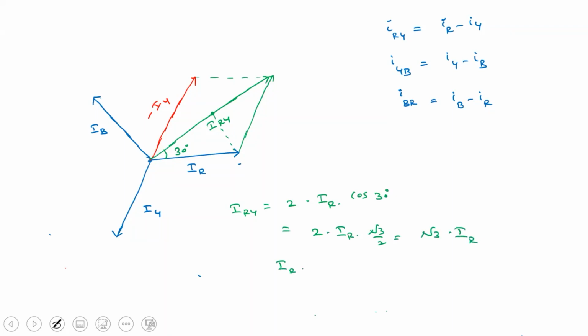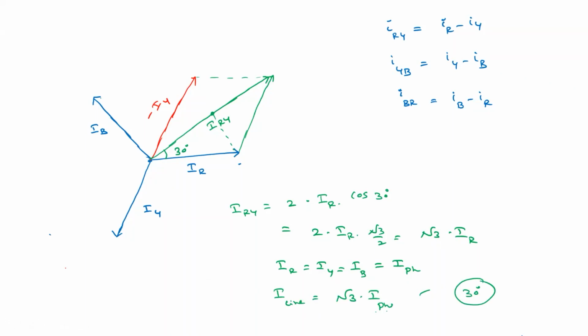In other words, IR, IY, and IB are equal to I phase. So in that case, what you are getting is IRY, in other words, I line, equal to root 3 times I phase. So here also, this angle is leading the IR vector by 30 degrees.